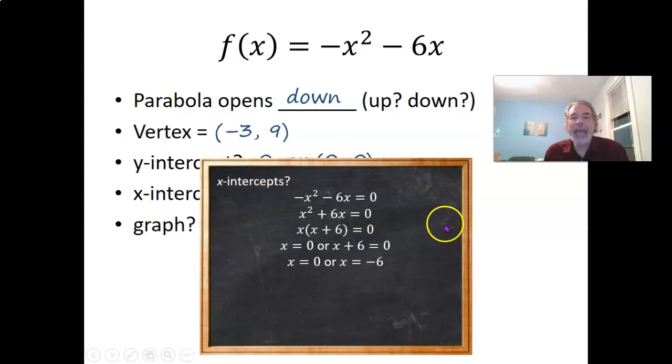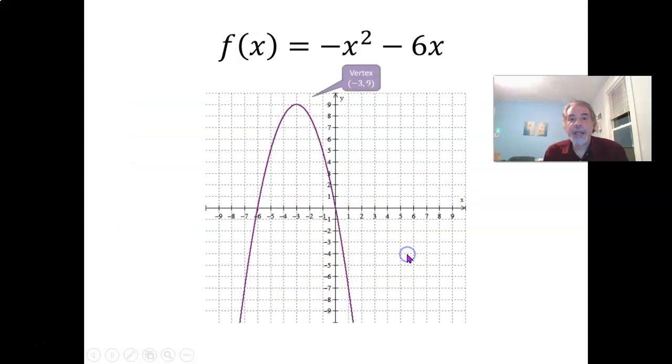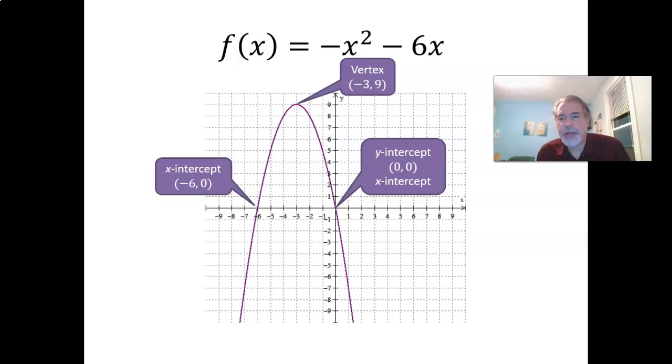That gives us our two x-intercepts, 0 and negative 6 on the x-axis. So here's the graph. It's got a vertex up at negative 3, 9. It's got a y-intercept at 0, 0, which is also one of the x-intercepts. And the other x-intercept is over at negative 6, 0. And notice that the vertex with an x-coordinate of negative 3 is halfway between where the x-intercepts are, at negative 6 and 0. If that doesn't happen, something's wrong somewhere. You probably made a mistake doing something or other.